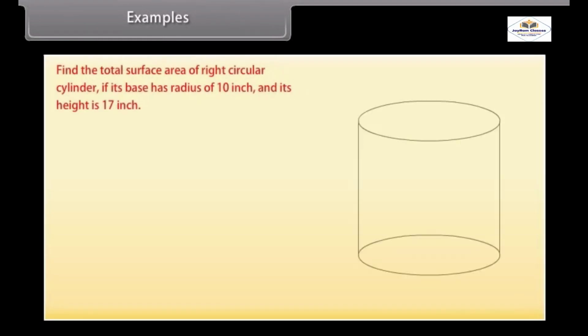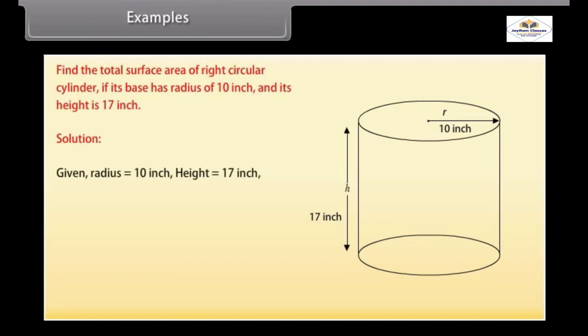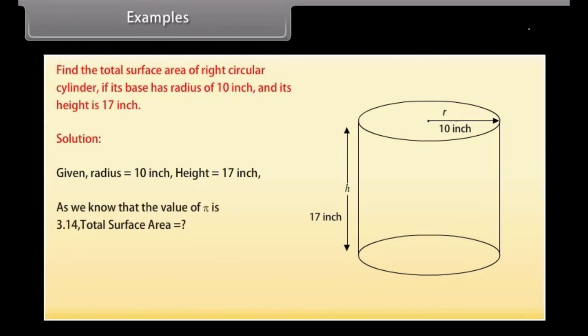Example. Find the total surface area of a right circular cylinder if its base has a radius of 10 inches and its height is 17 inches. Solution. Radius is equal to 10 inch and height is equal to 17 inch, which is given. As we know, the value of pi is 3.14. Now we have to find the total surface area.